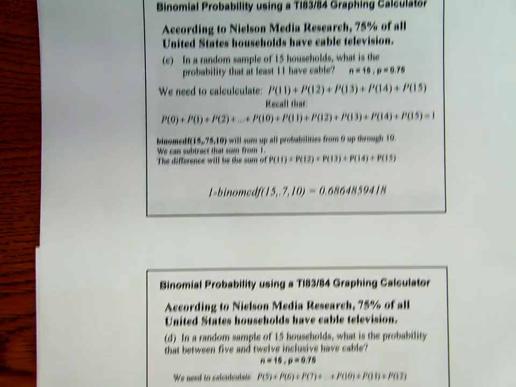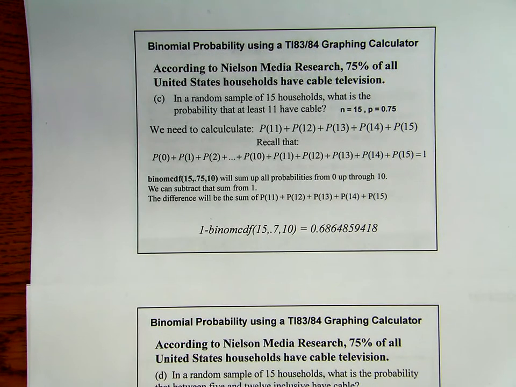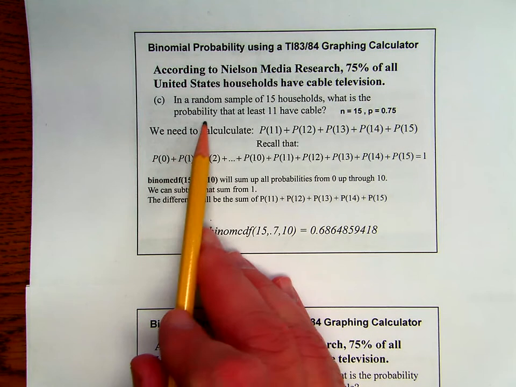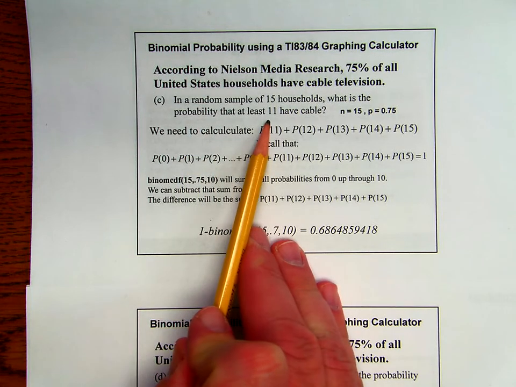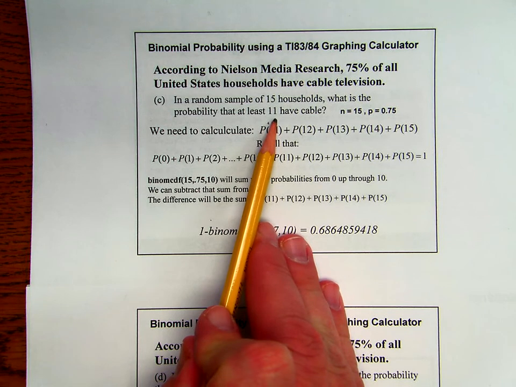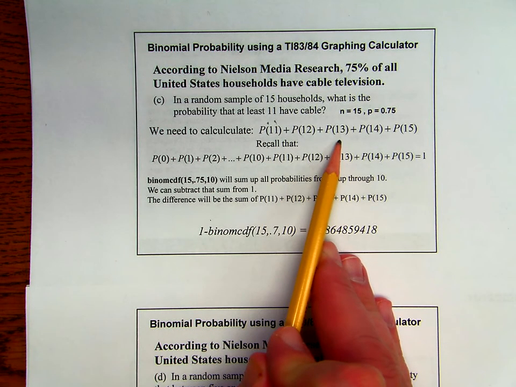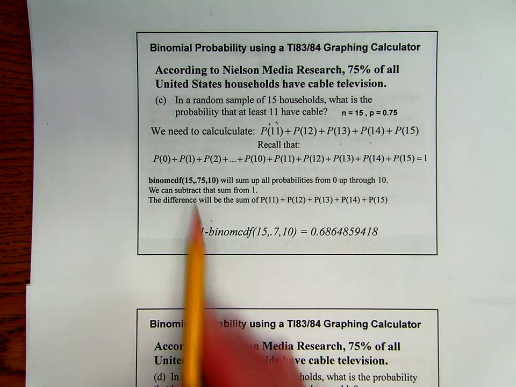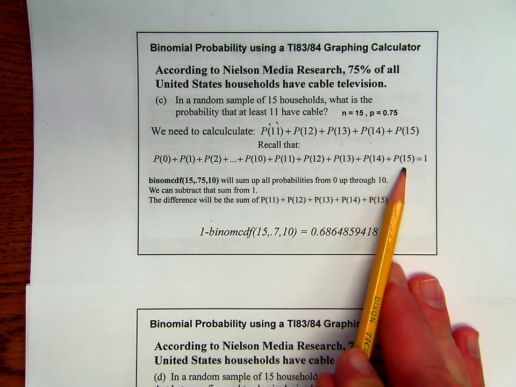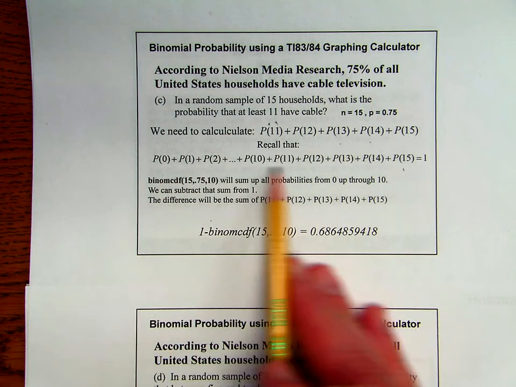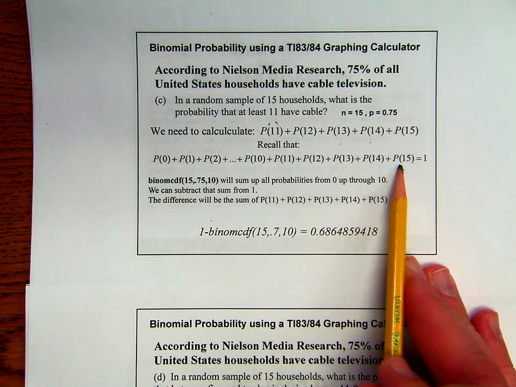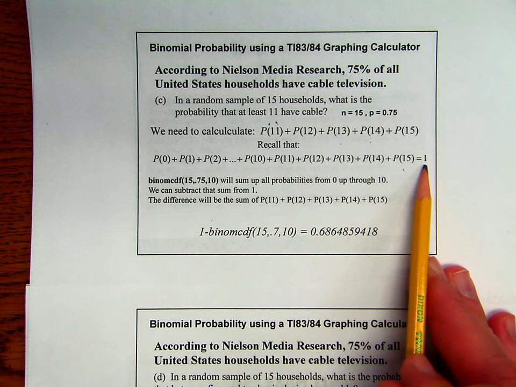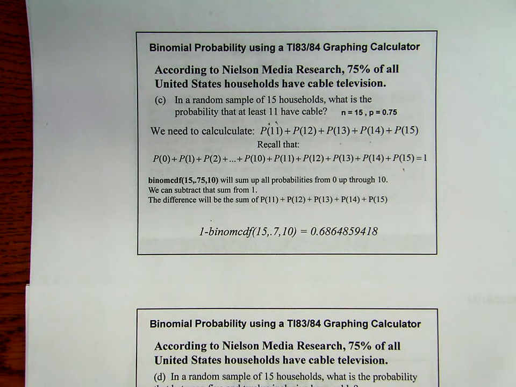All right, part C from our cable TV scenario here. What's the probability at least 11 have cable? At least 11 means it could be 11, 12, 13, 14, or 15. The important fact we're working off of here is that 0 to 15 is the entire distribution. That means if we add all those up from 0 to 15, it has to equal 1. The CDF function only sums from 0 up to the number we tell it.